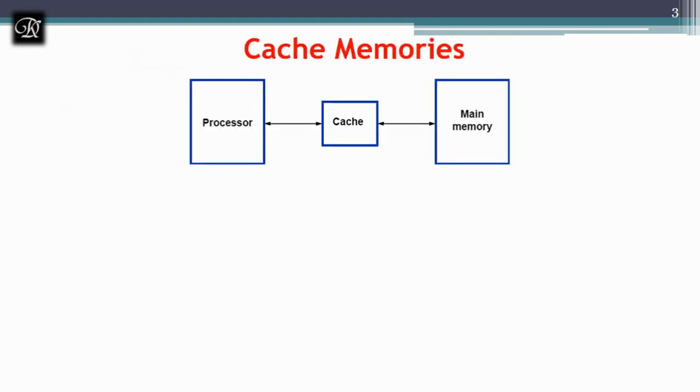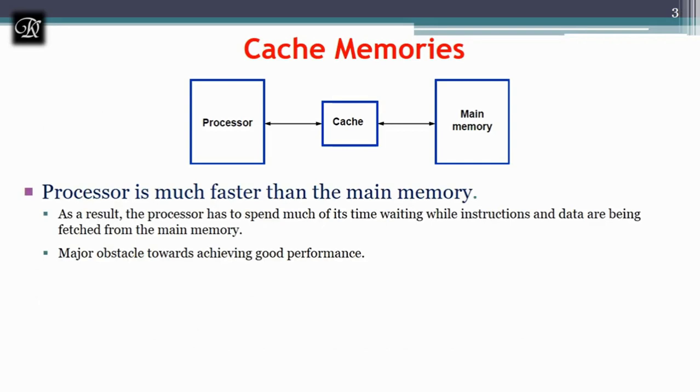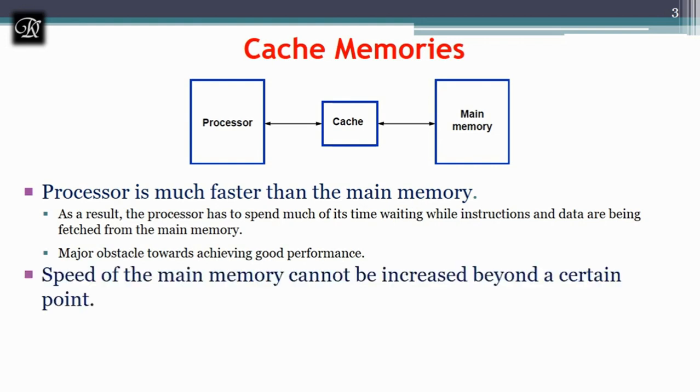First, we'll see what is the need of cache memories. The processor, we know, is much faster compared to main memory. As a result, the processor has to spend more time waiting rather than executing if it is waiting for an instruction or data from the main memory. So this will be an obstacle for the processor to achieve good performance. We cannot demand the main memory to increase its speed beyond its limit, because every component in the computer has its own limit. Nothing is infinite in a computer.